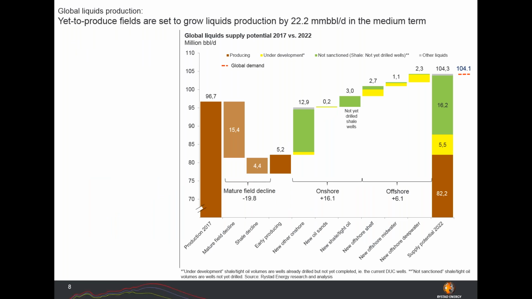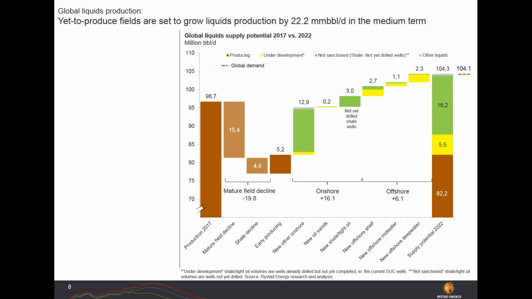If we look at the sources of long-term supply comparing it to the output in 2017, we see that around 22.2 million barrels per day will come from not yet producing fields. In 2017, total liquids production stood at 96.7 million barrels per day. And towards 2022, mature field decline is estimated to remove 19.8 million barrels per day from the total output. The ramp-ups from early producing fields counter 5.2 million barrels per day of this, resulting in an overall drop of 14.6 million barrels per day from currently producing fields.